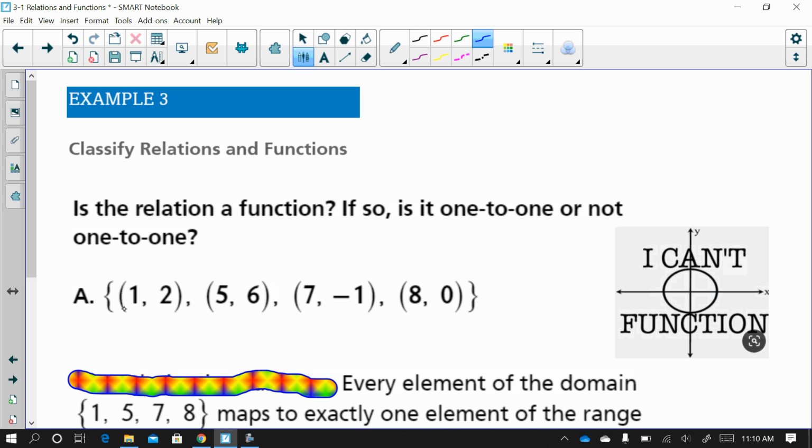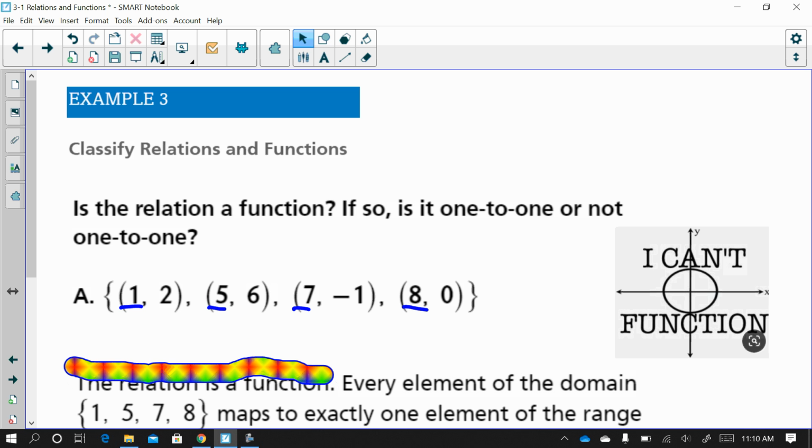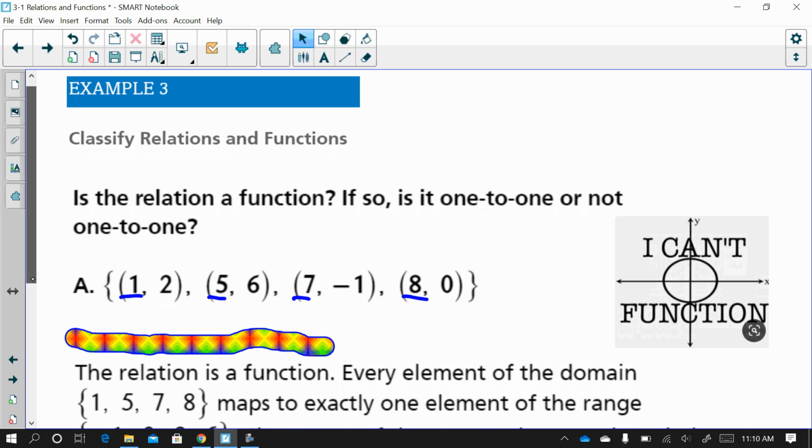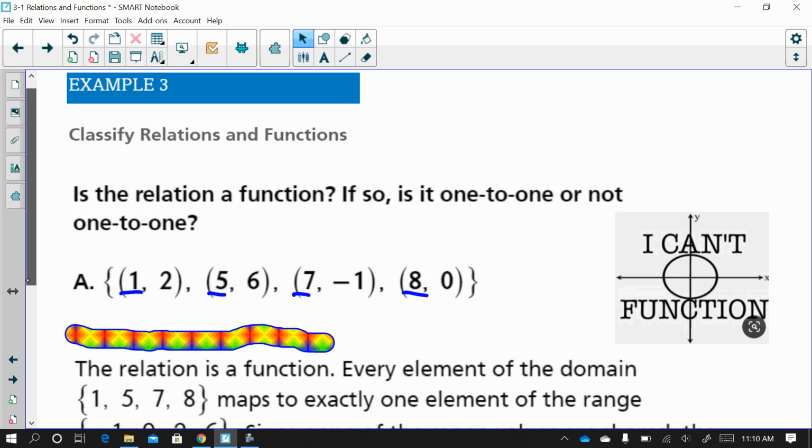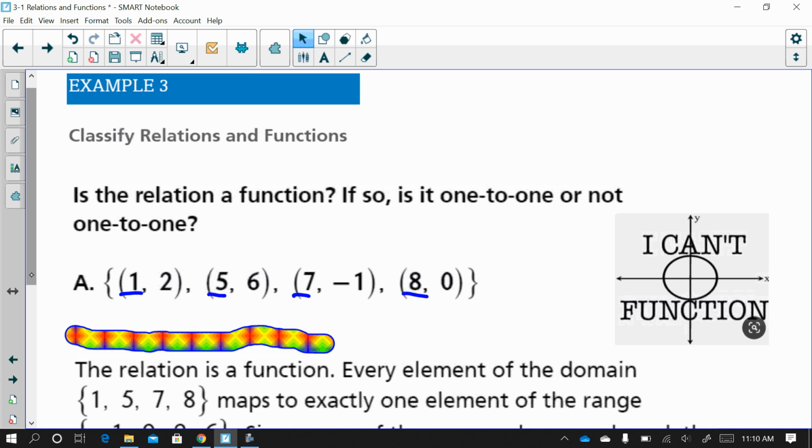So I'm looking at my x values. Are any of them cheating? No, they're not repeated at all. So this is a function. This relation is a function. Every element of the domain maps to exactly one element of the range.